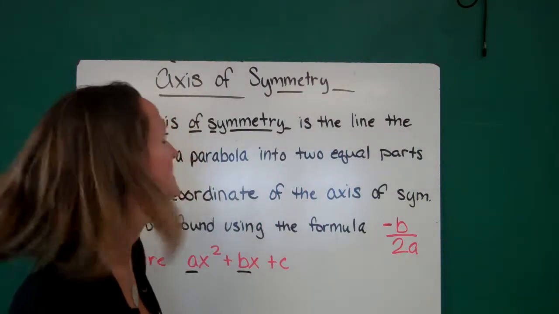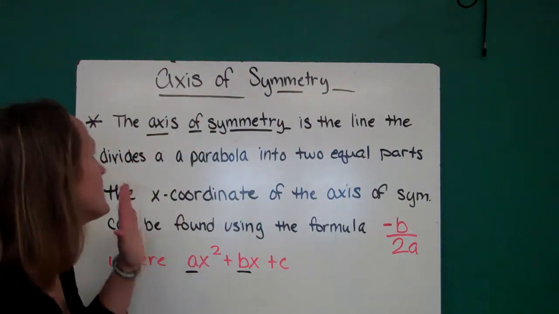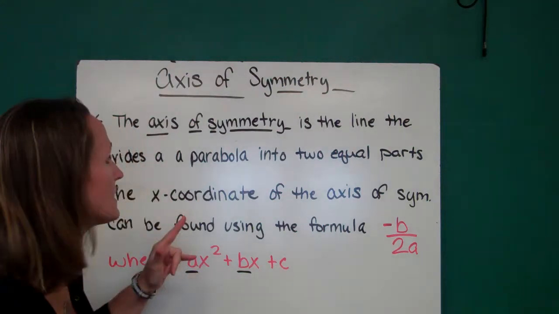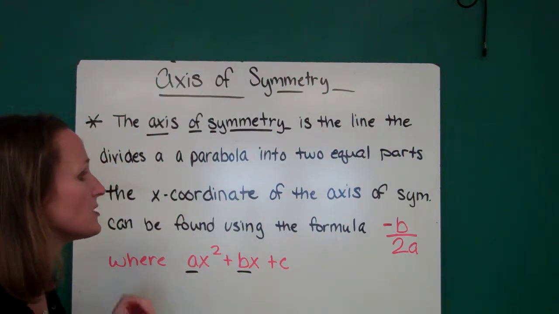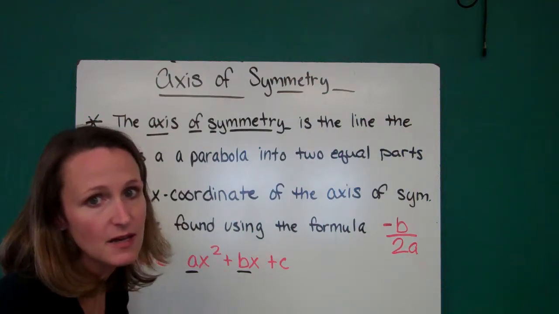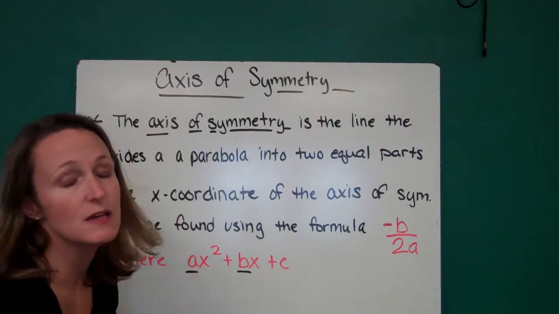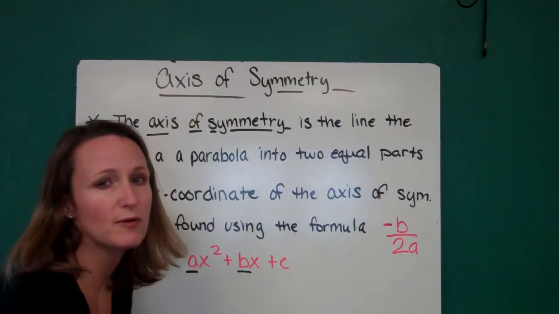In this video, we're going to talk about the axis of symmetry. The axis of symmetry is the line that divides a parabola into two equal parts. There's a very simple way to find the axis of symmetry. You want to find the vertex of your parabola.